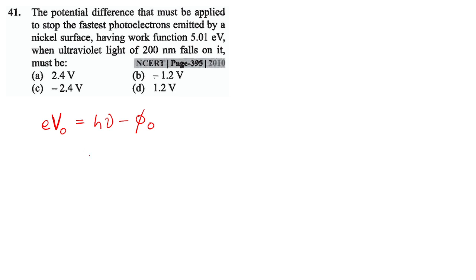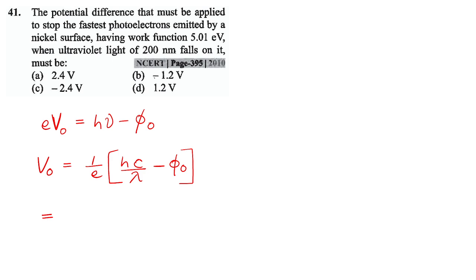So V0 is our question, so V0 is equal to 1 by e into h into nu minus the work function. h is common, but nu is not given here. So nu can be written as c by lambda, correct? You know the reason: according to the formula, c equals nu lambda, so nu will be c by lambda. Now we can substitute.